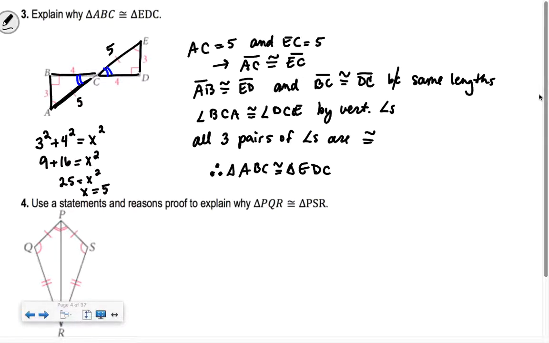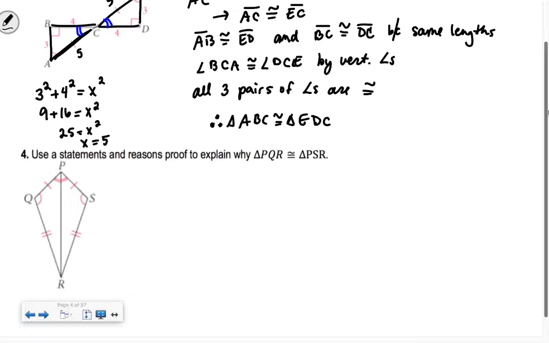All right, so number 4 says use the statements and reasons proof. This is typically why my students like the statements and reasons a lot better, because you don't have to write out all the words in between. You can just kind of state each thing. So statements and reasons, that's this type of proof. You've now appreciated statements and reason proofs.